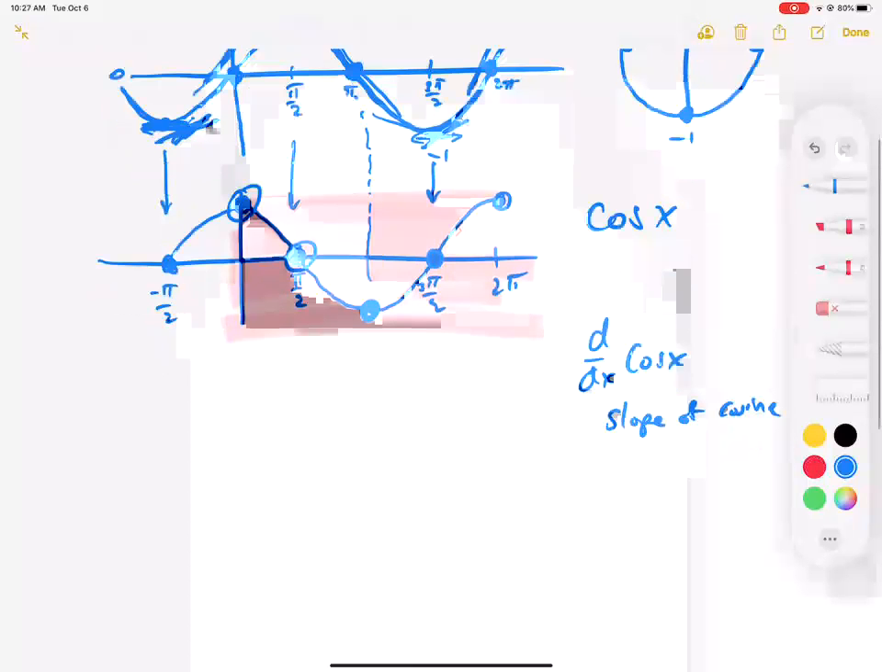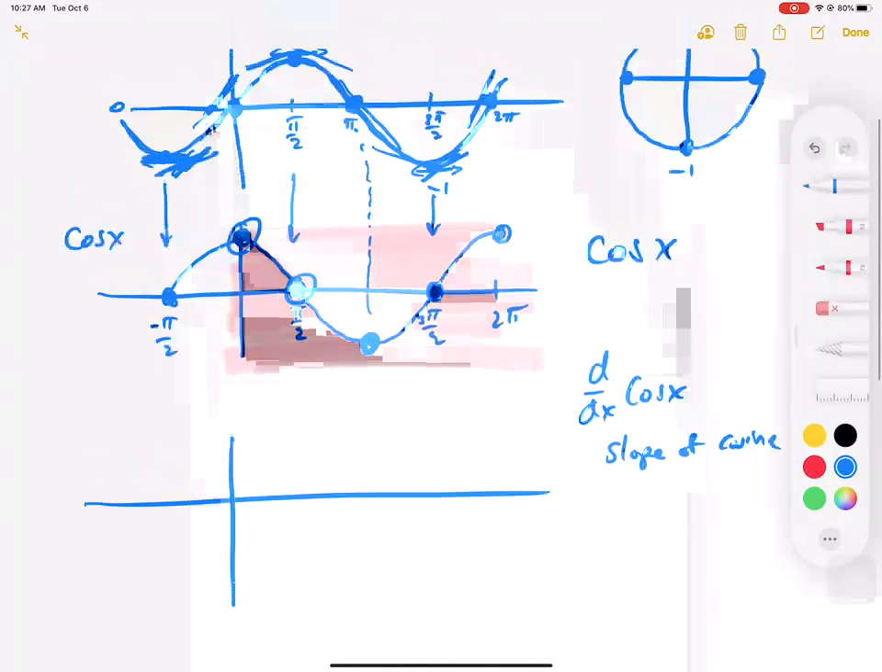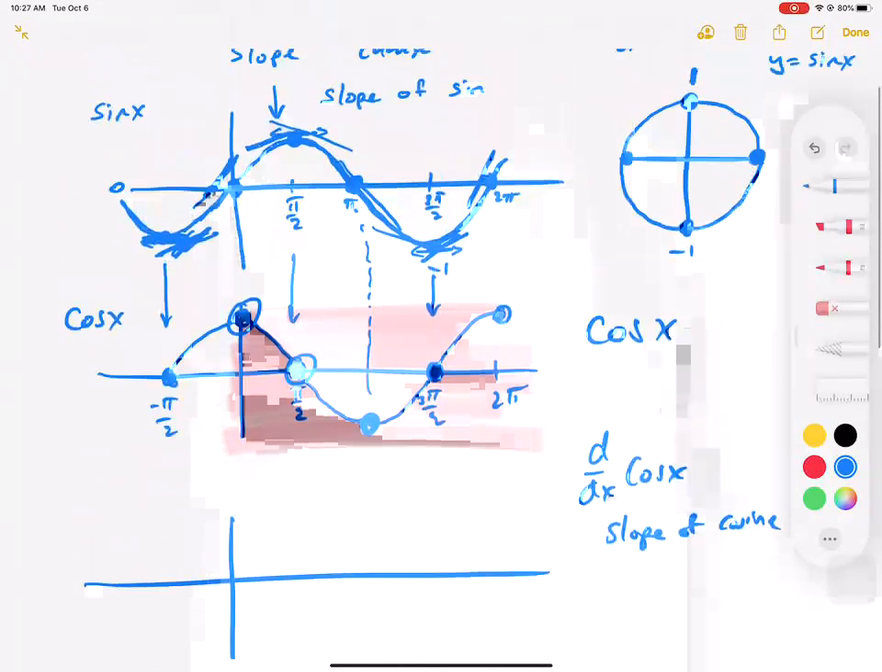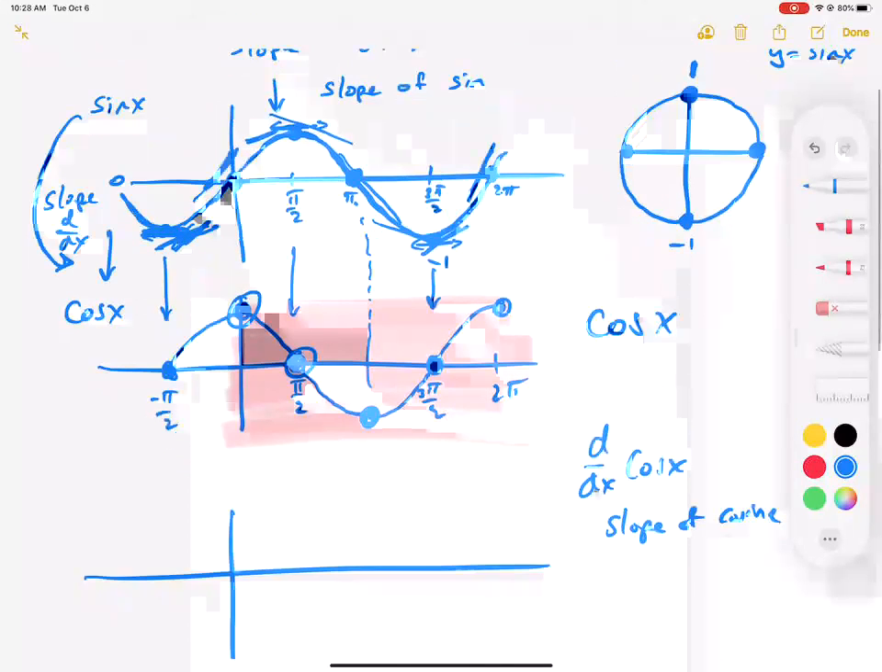Okay, let's draw in the line here. So this we said was a cosine graph. So it turns out the derivative of sine, the slope, the derivative is cosine. Let's take a look at the derivative of cosine.